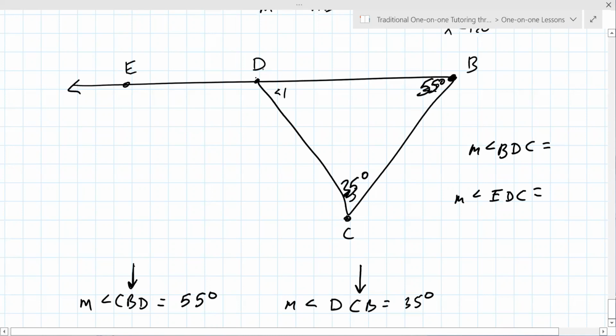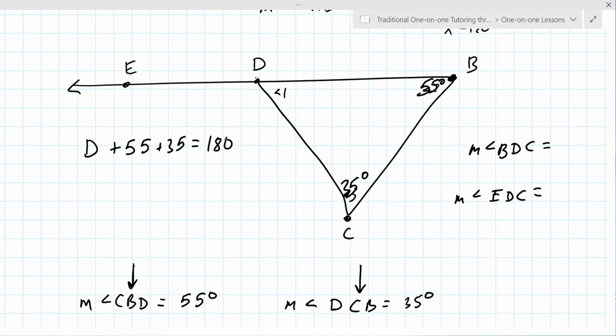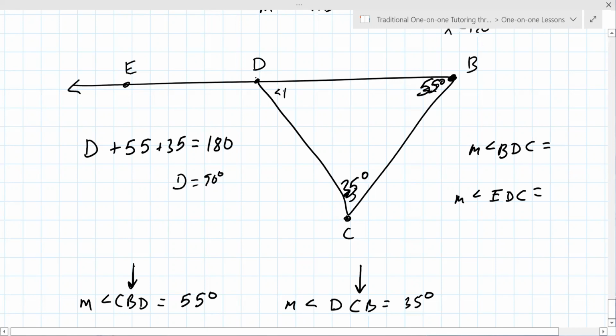So now, I was seeing first letter, put it there for now, for a variable. I'm going to write angle 1 as D. D plus 55 plus 35 equals 180. So I want you to solve that for D. Okay. D is 90 degrees. Good. Okay, so that's 90 degrees.